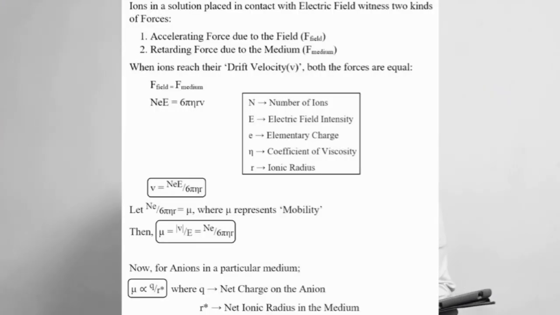Mobility. Mobility of an ion is a measure of its ability to move through the solution. Ions with higher mobility diffuse more quickly than those with lower mobility. The mobility of an ion depends upon its size, charge, and the properties of the solution.